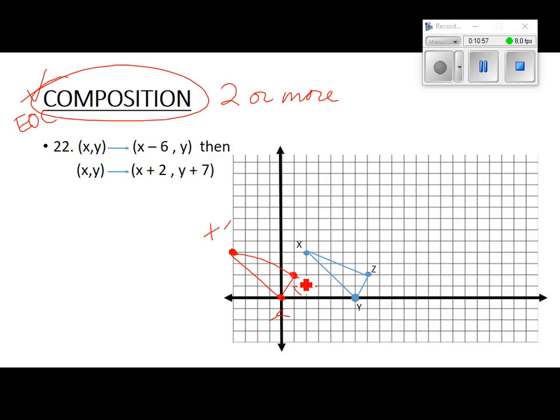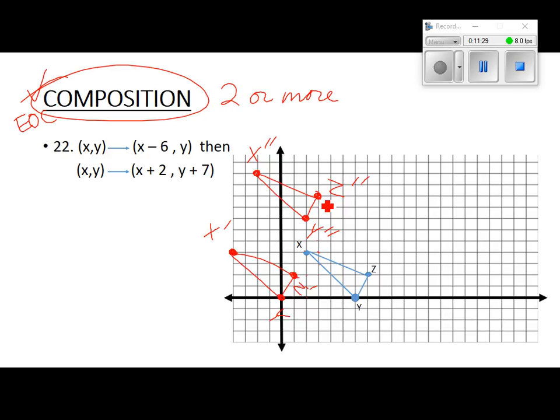Right 2, up 7. What's that point going to be labeled? X double prime. Then 1, 2, 1, 2, 3, 4, 5, 6, 7. Z double prime. Then Y double prime. Again, what should be true about all 3 of those triangles? They should all be congruent.